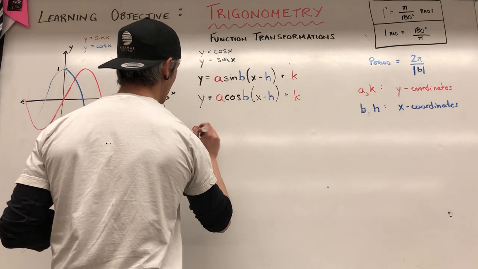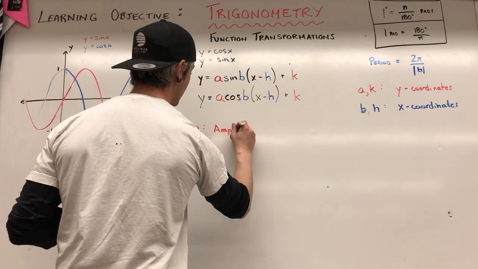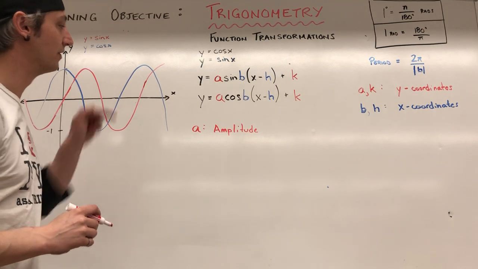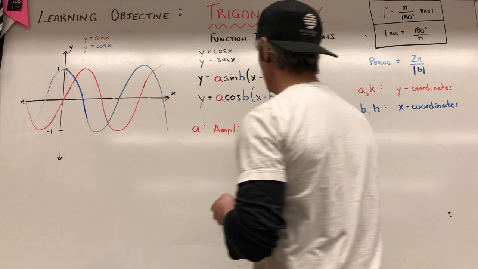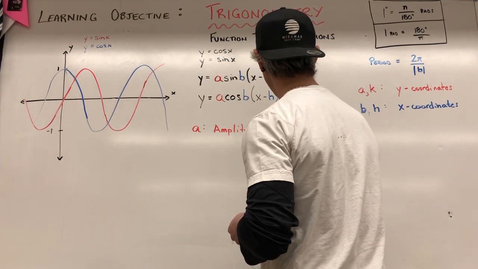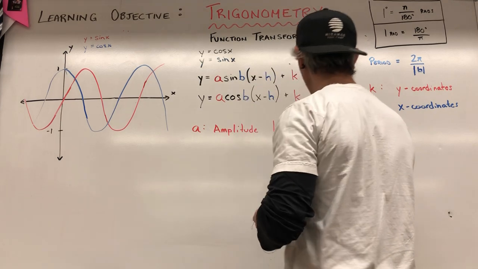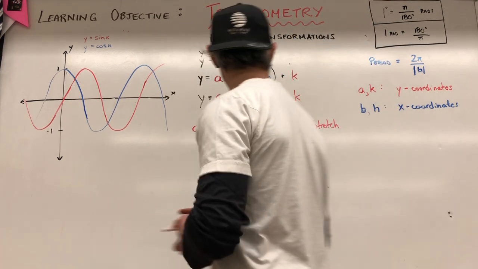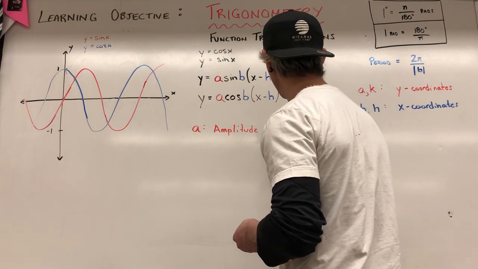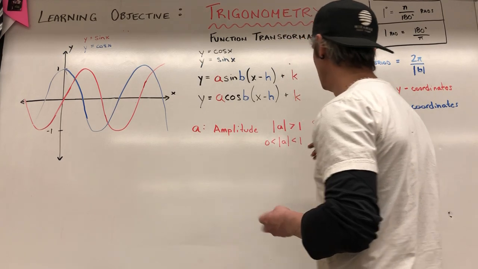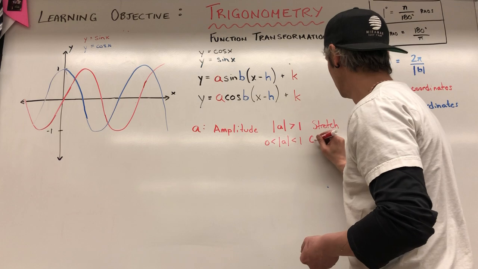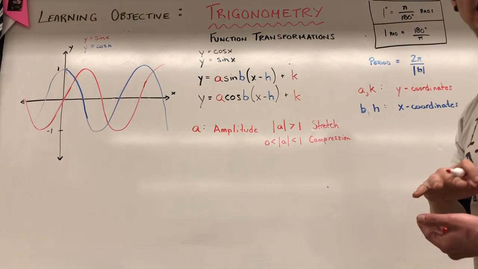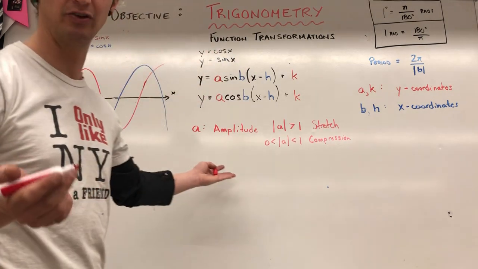A is the amplitude, and it represents the distance from the midpoint to the top or the bottom. If the absolute value of A is bigger than 1, it's going to be a stretch. If the absolute value of A is some number between 0 and 1, it's going to be a compression, a flattening. If A is a half, we're halving the amplitude, making it half as big. This is the same as every other unit we've done.